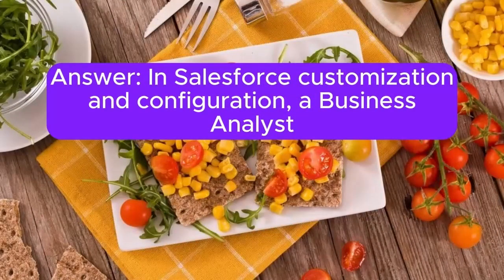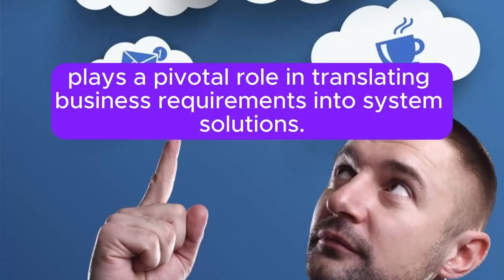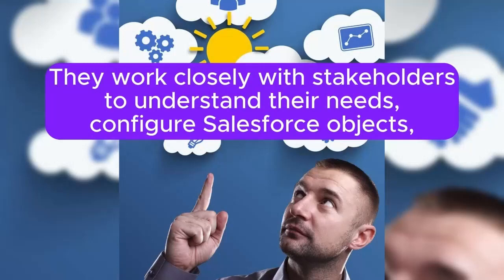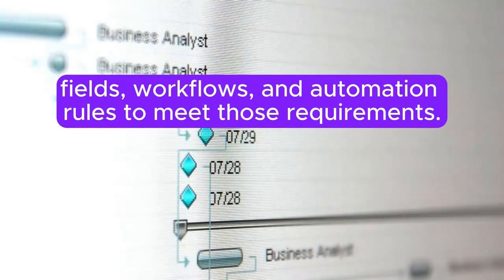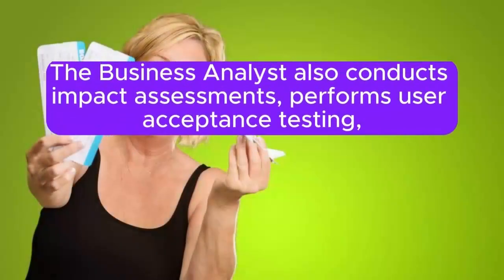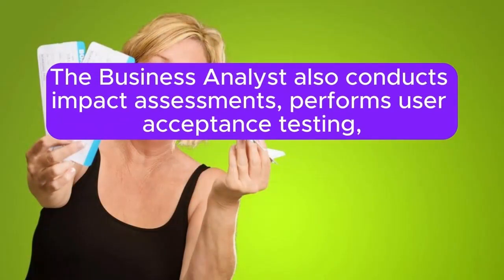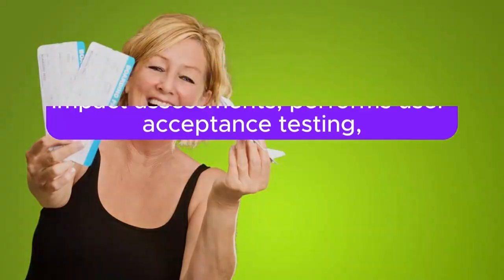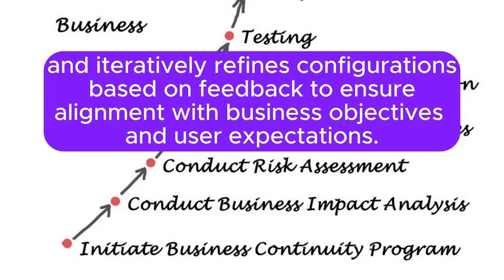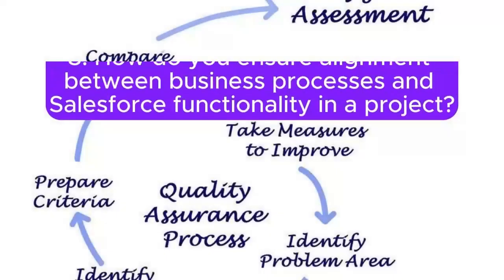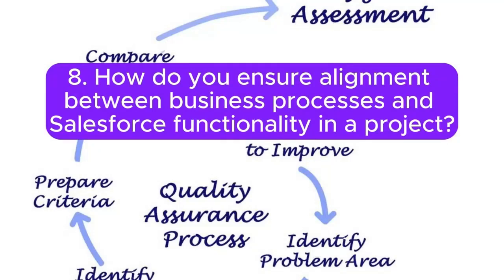Answer. In Salesforce customization and configuration, a business analyst plays a pivotal role in translating business requirements into system solutions. They work closely with stakeholders to understand their needs, configure Salesforce objects, fields, workflows, and automation rules to meet those requirements. The business analyst also conducts impact assessments, performs user acceptance testing, and iteratively refines configurations based on feedback to ensure alignment with business objectives and user expectations. 8. How do you ensure alignment between business processes and Salesforce functionality in a project?